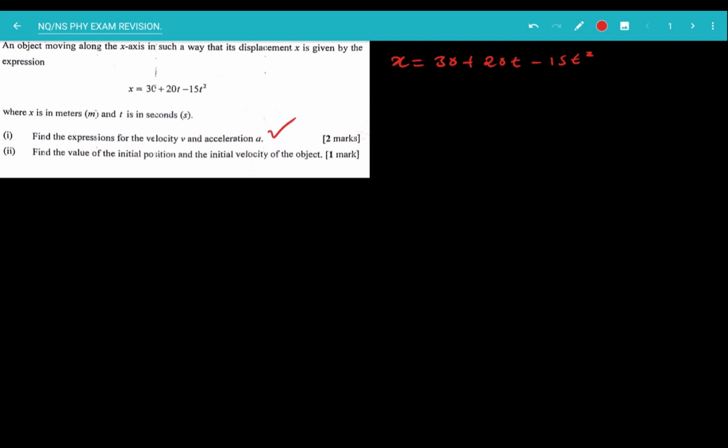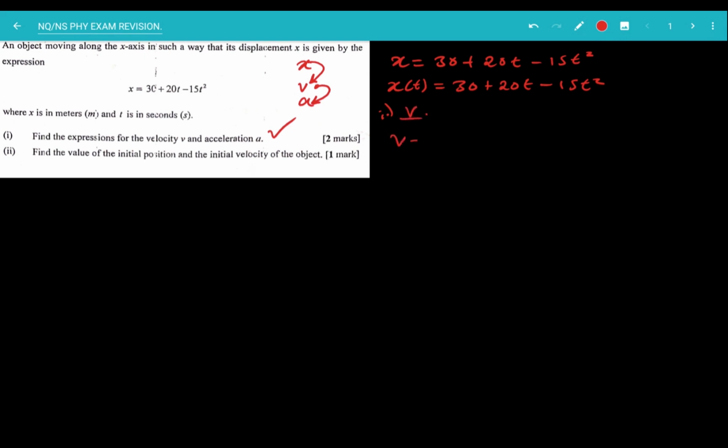So one thing you should understand is that the approach we use in solving this question is calculus. Because when you differentiate the position, so the displacement, you get velocity, and differentiating the velocity gives you the acceleration. And this is the position as a function of time, given as 30 plus 20t minus 15t squared. Therefore, if I want to find the expression for the velocity, I'll start with v first.